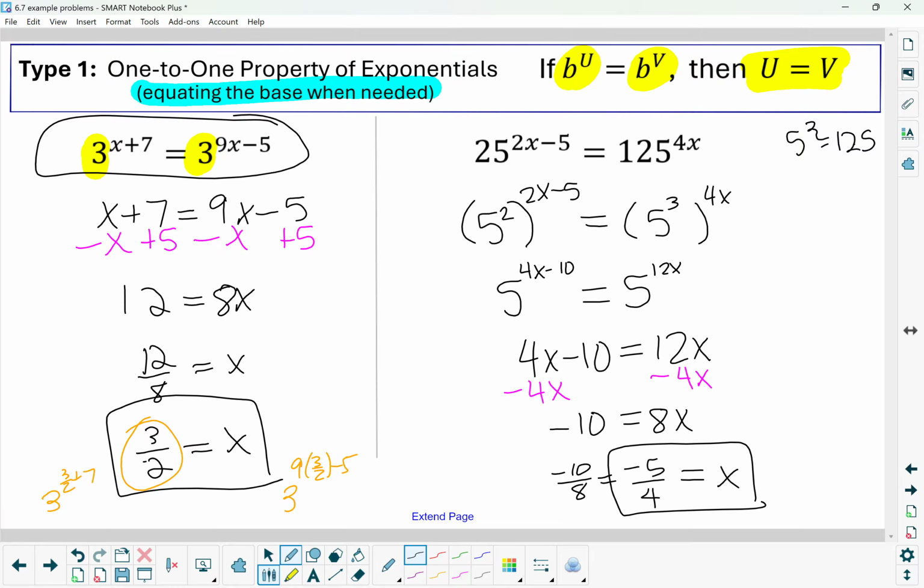And again, on a problem like this, you can always check your answer. Maybe not a great idea on an assignment because it just adds a lot of time. But on a test, it's not a bad idea to go back to your original equation and plug in your answer and see if the two sides of the equation are actually equivalent to each other, like this. And you would see on the calculator that they are. Okay, so that was the first type, using the one-to-one property of exponentials, but we sometimes have to equate the bases.